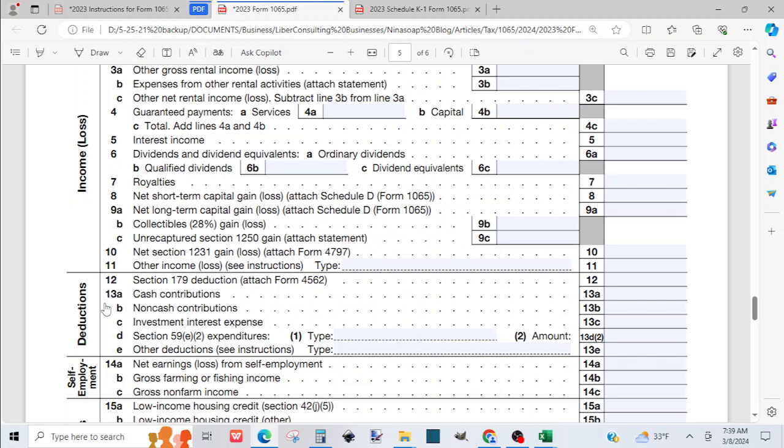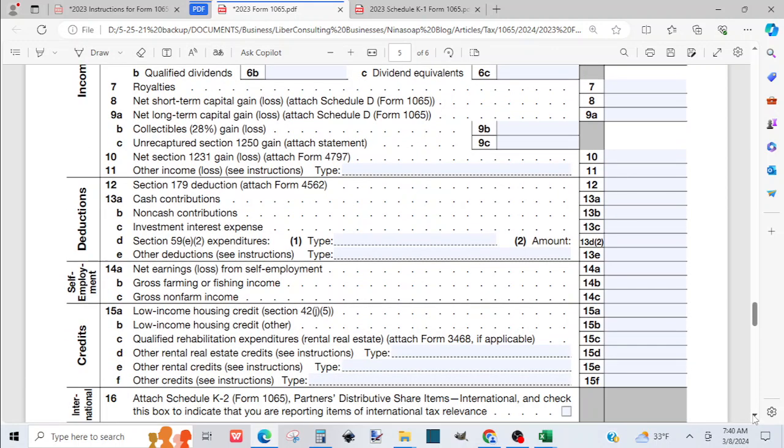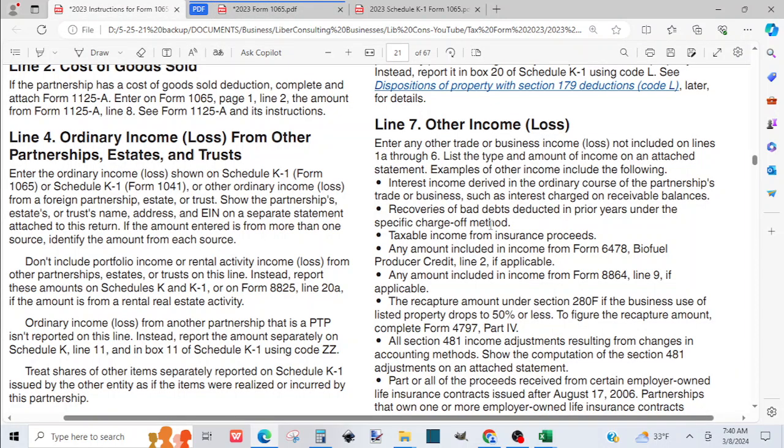And we'll go to the expenses section. So section 179, if you have that, it will go on line 12. We talked about cash distribution, non-cash distribution, inventory, and investment interest expense. Those will go there. And then you have other deductions, line 13E. So let's go to the instruction.